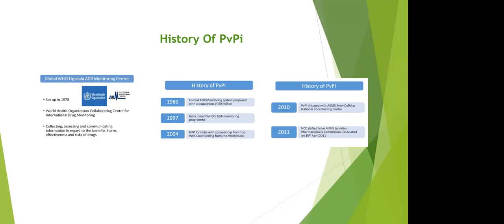The National Pharmacovigilance Program was renamed as the Pharmacovigilance Program of India, that is PVPI, on 14th July 2010, with AIIMS New Delhi as the National Coordination Center. And in 2011, the National Coordination Center shifted from AIIMS to the Indian Pharmacopoeia Commission in Ghaziabad, on 15th April 2011. So the culture of reporting of ADRs has achieved remarkable success with 272 PVPI-established ADR monitoring centers all over India.